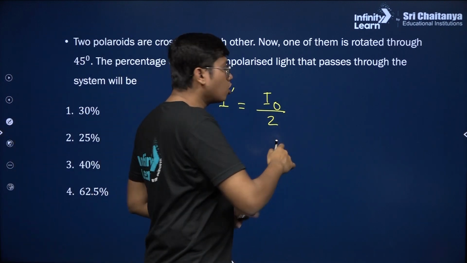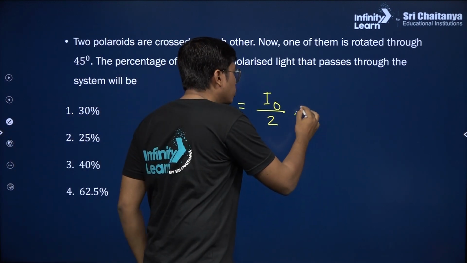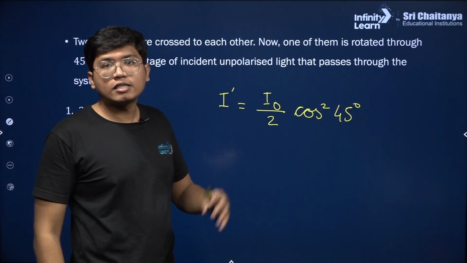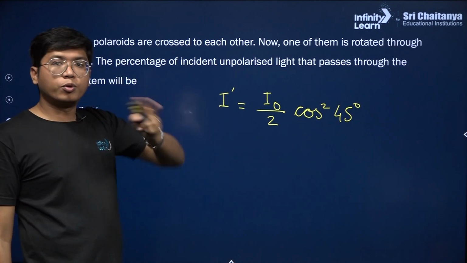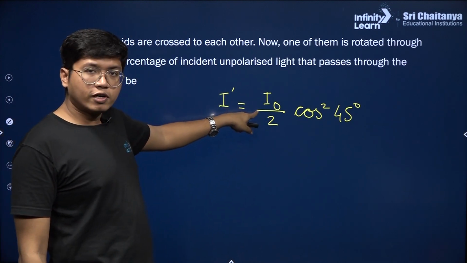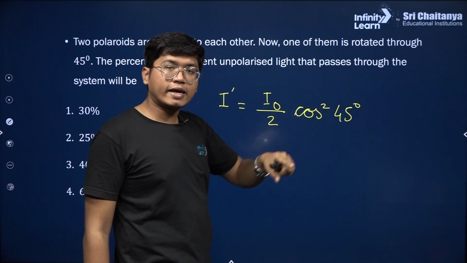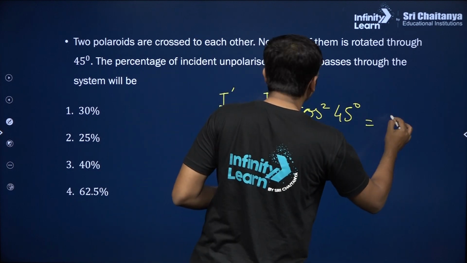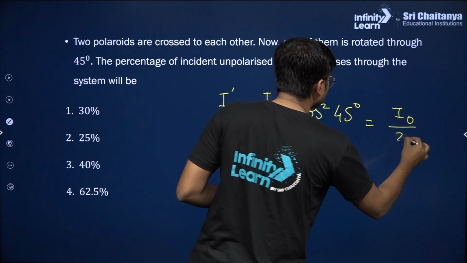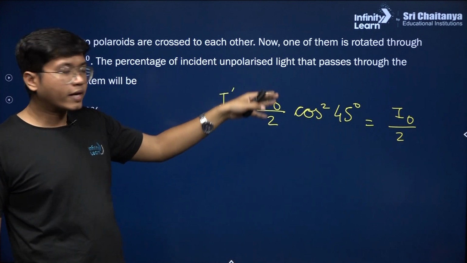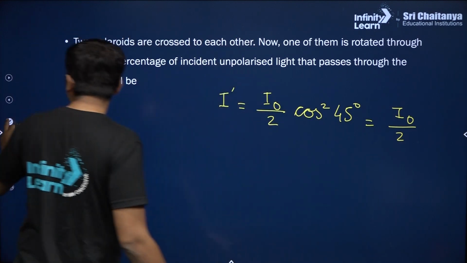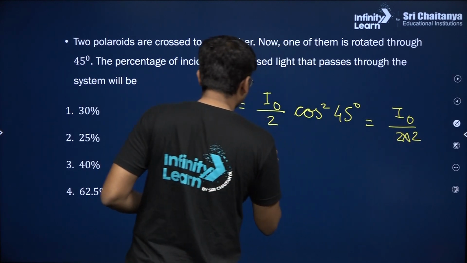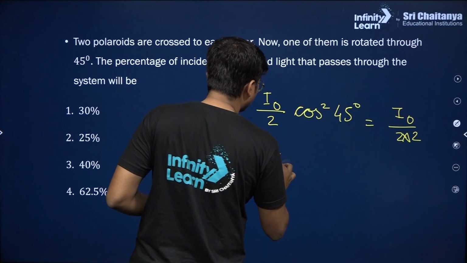Now by Malus's law, we know the effect that will have is that it will reduce it by cos square 45 degree. Right, this is basic Malus law. Now we have taken the effect of both the Polaroids. This part comes because of the first Polaroid, this change comes because of the second Polaroid. So cos square of 45 degree is just another half, because cos 45 is 1 by root 2, square that you'll get half. So my bad, it would actually be into 1 by 2, that is I naught by 4, right?